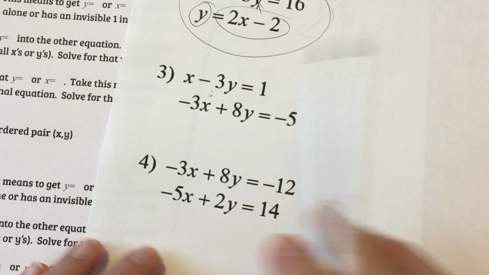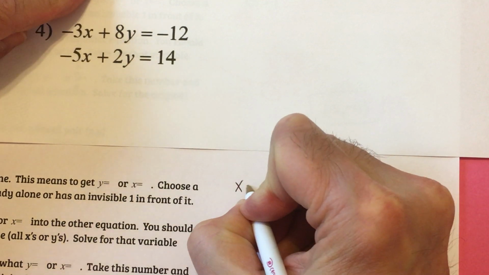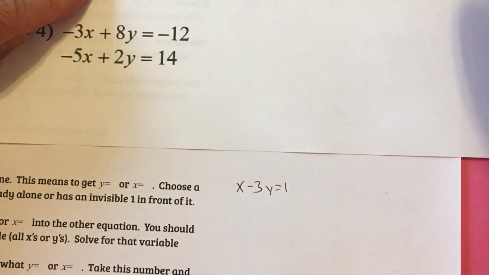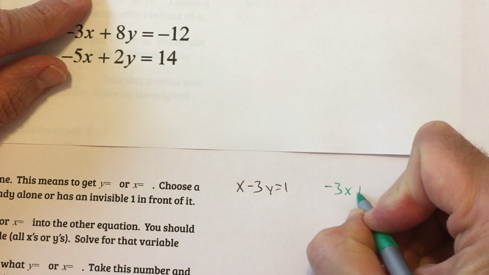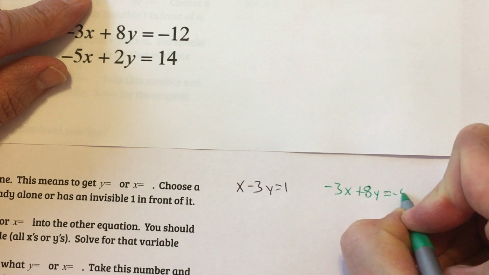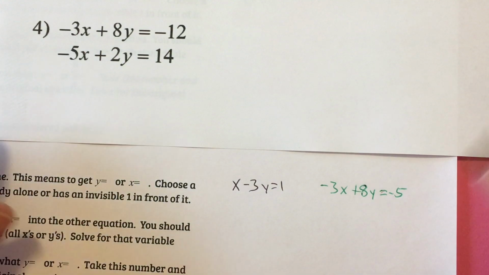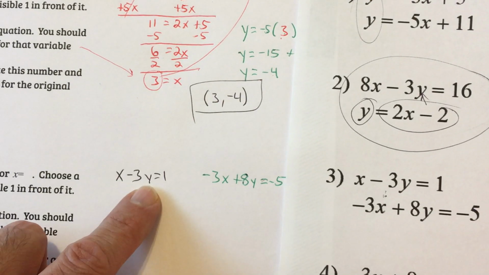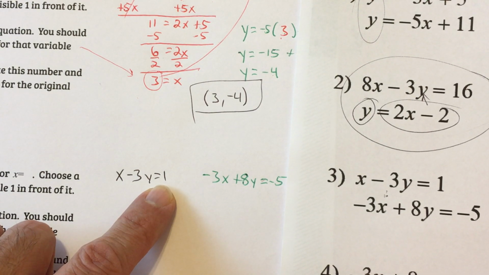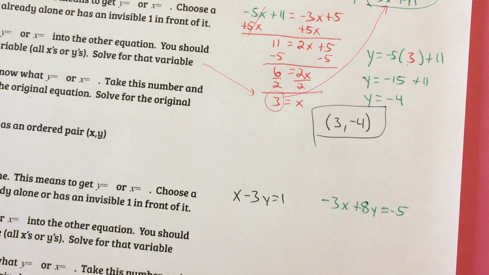I'm going to do this one. So I'm going to rewrite it over here. My two equations: x minus 3y equals 1. Negative 3x plus 8y equals negative 5. Okay, that's what I'm going to work with. Let me just check and make sure I wrote them down correctly. x minus 3y equals 1. Negative 3x plus 8y equals negative 5. Yes. All right, I'm going to zoom back in.